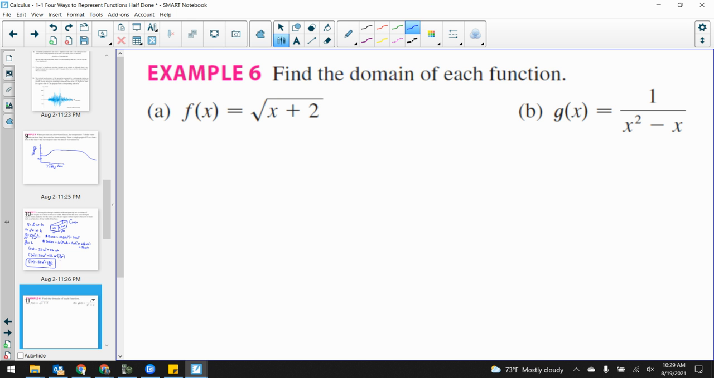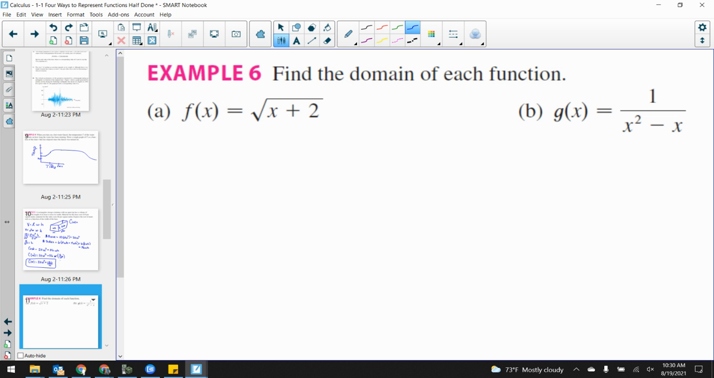All right, let's jump back to domain here for a minute. Because there's going to be oftentimes where I say, is the domain restricted at all? So what types of functions restrict the domain? Well, here are two types of functions that restrict domain.